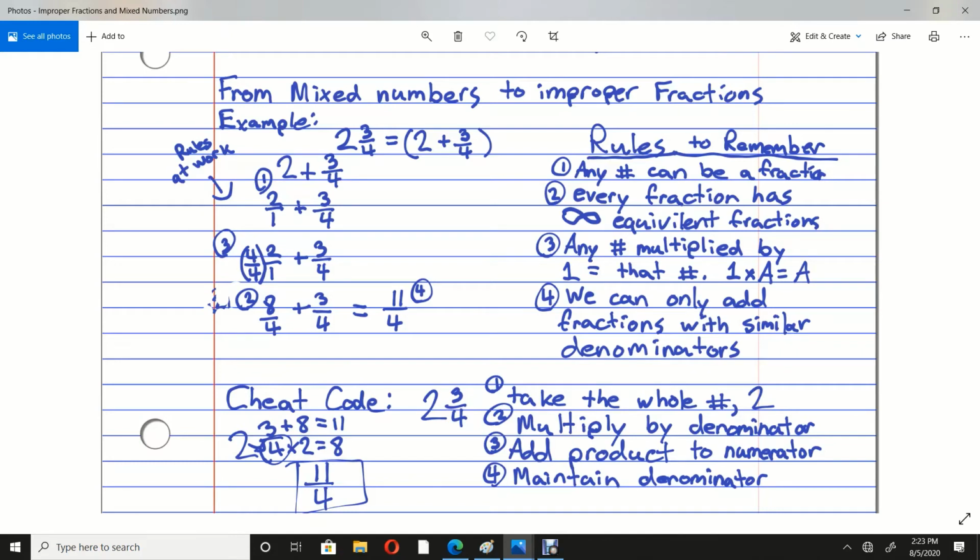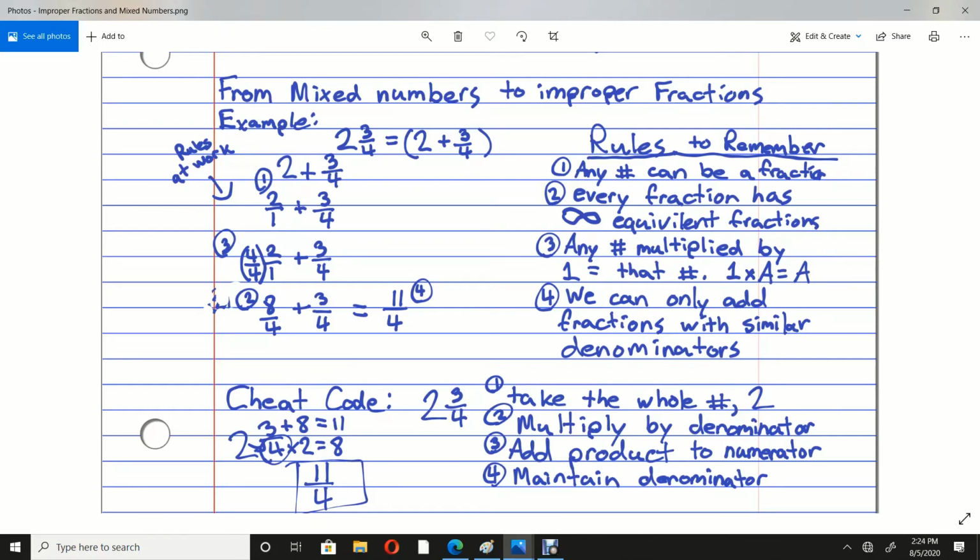We change 2 over 1 by multiplying it by 4 over 4. Remember, 4 over 4 is just 1. 4 over 4 is 4 divided by 4, which is 1. It doesn't change the value of 2 over 1. It's still 2. 8 over 4 is 8 divided by 4, which is 2, right? 2 over 1 is 2 divided by 1, which is 2. So we didn't change it from these steps. We just made it an equivalent fraction.